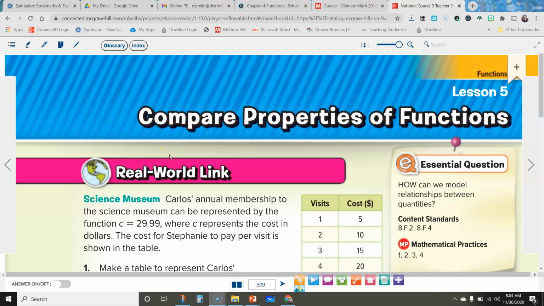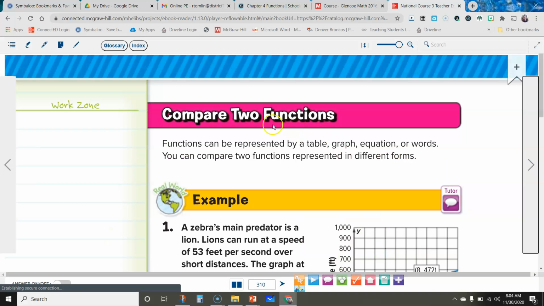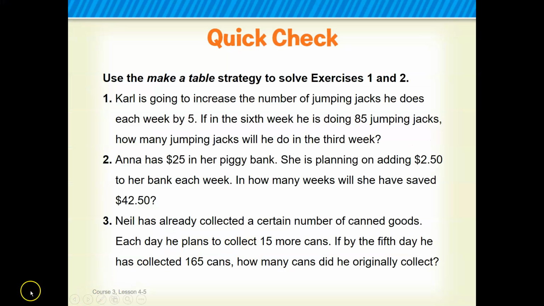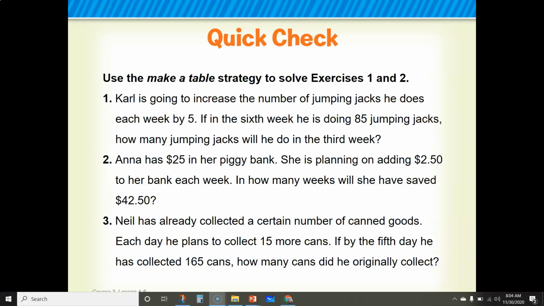This is Course 3, Chapter 4, Lesson 5, Compare Properties of Functions. When you compare two functions, we're comparing tables, graphs, equations, or words. Even if they're in different forms, we can compare them. So go ahead and pause your video and try these problems from yesterday.